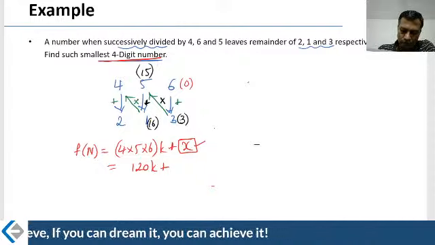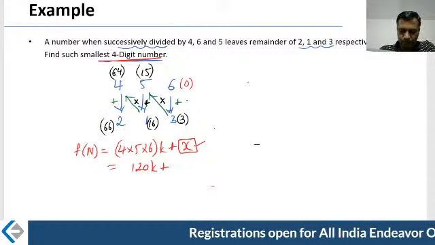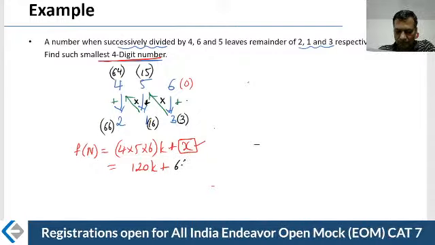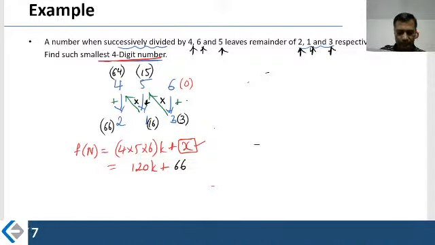16 into 4, you're going up, 64. 64 plus 2, 66. Therefore, the smallest such number is 66. 66 when successively divided by 4, 5 and 6 leaves the respective remainders of 2, 1, 3. Therefore, 120k plus 66 is the family of numbers.